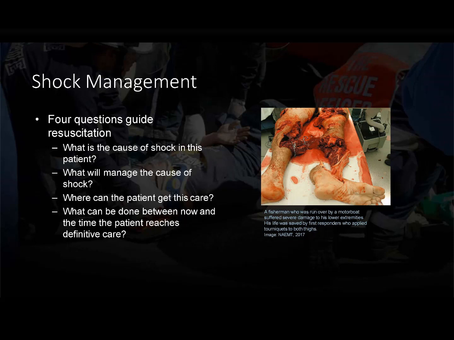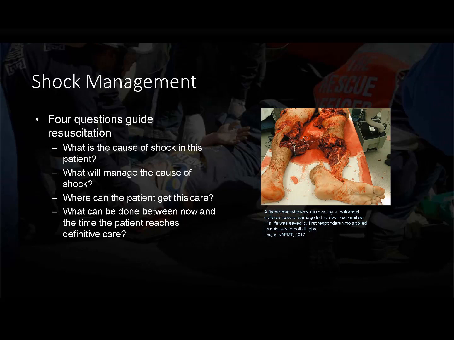And that's essentially what our 4 questions that are going to guide resuscitation are going to help us to understand. So the first thing is to say, what type of shock is this, and where is the patient in the progression of shock? What's likely going to happen next versus where are they at right this moment? What will manage this patient's shock in total is the second question. And we're not necessarily talking about our treatment. We're talking about definitive care.